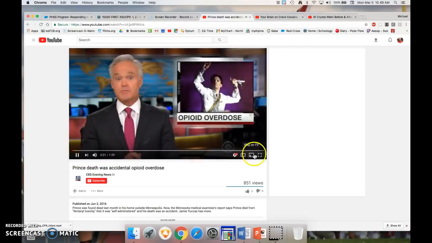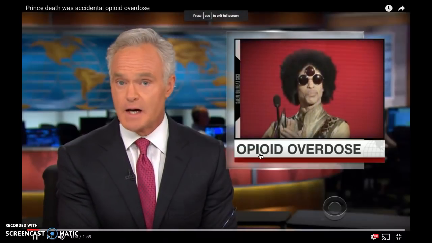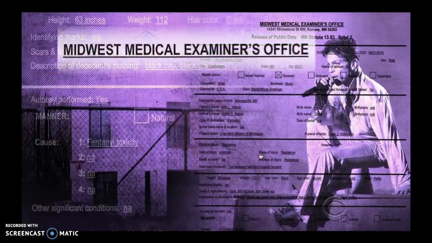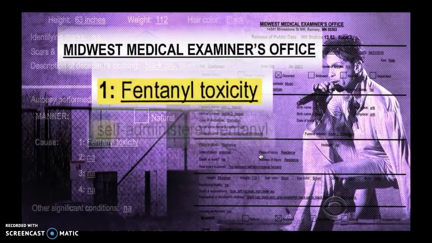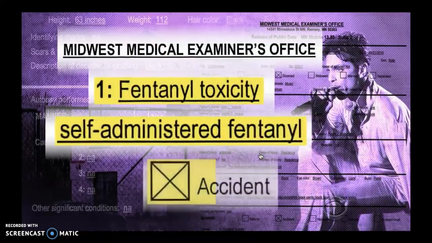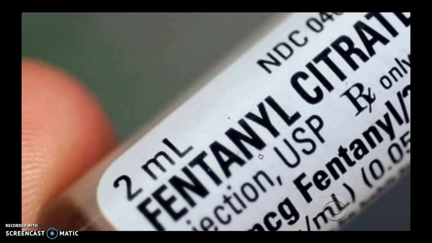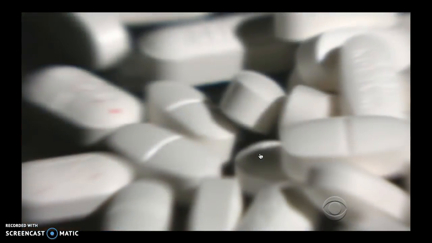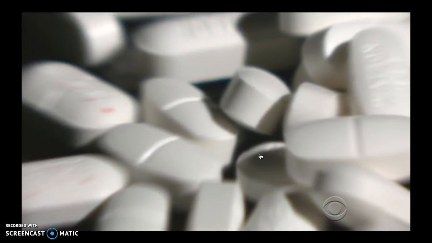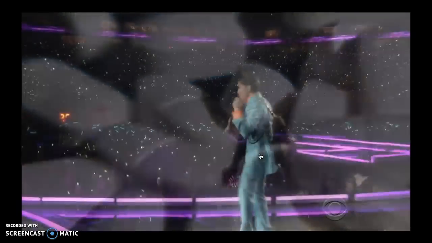Prince passed away from an opioid overdose. Today, the autopsy report called fentanyl for Prince revealed that he died of an opioid overdose. Prince was found dead 6 weeks ago in his home outside Minneapolis, and Jamie Yukas is there. The medical examiner's report says Prince died from fentanyl toxicity, that it was self-administered, and his death was an accident. Fentanyl is an opioid pain medication, usually prescribed for chronic pain for patients who have grown tolerant to other pain medications. Doctors say it's 30 to 50 times more potent than heroin.